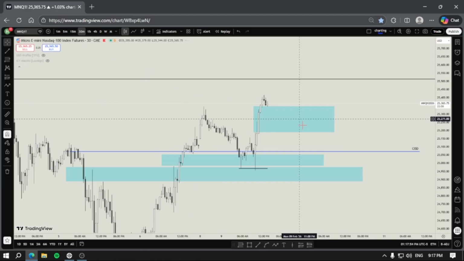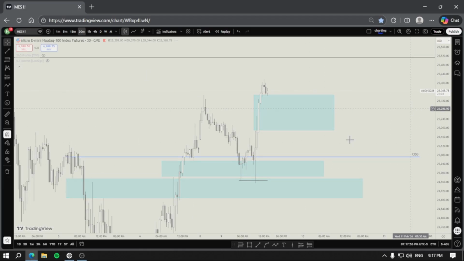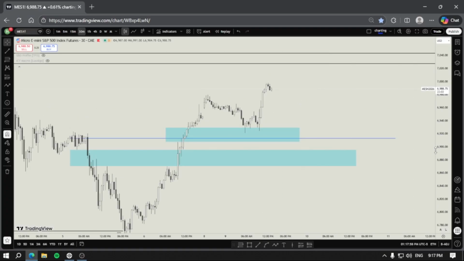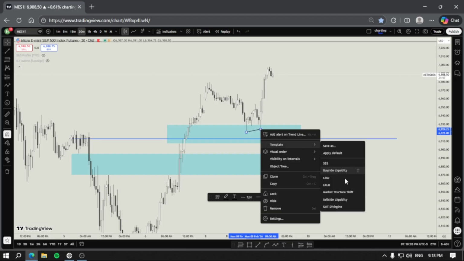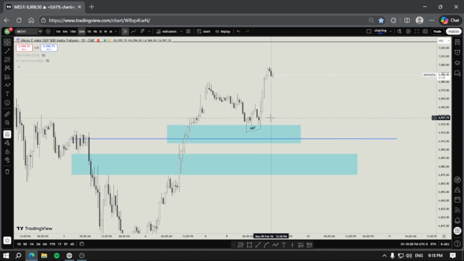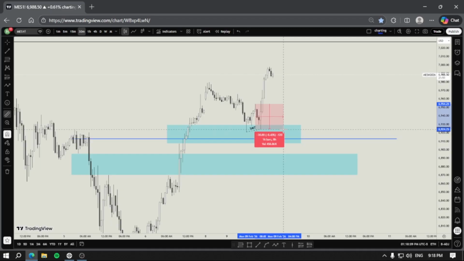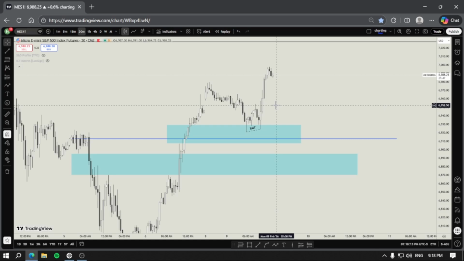Let's zoom more. And also I want to check ES. On ES, this low is not taken. And also on the 9:30 open, if I'm not mistaken, there is a setup right there, which is bullish, and this was really, really clean.